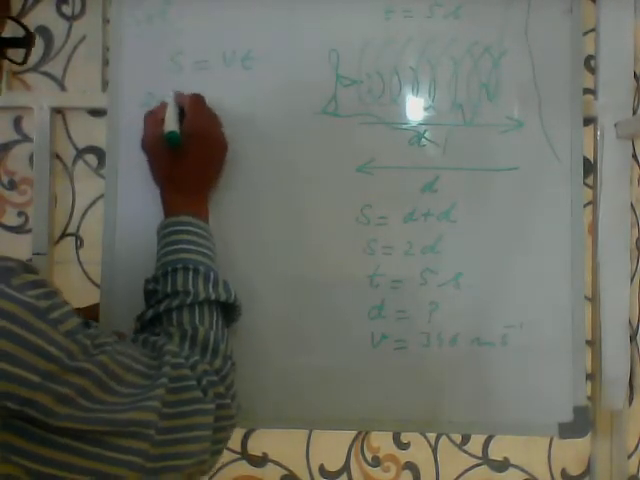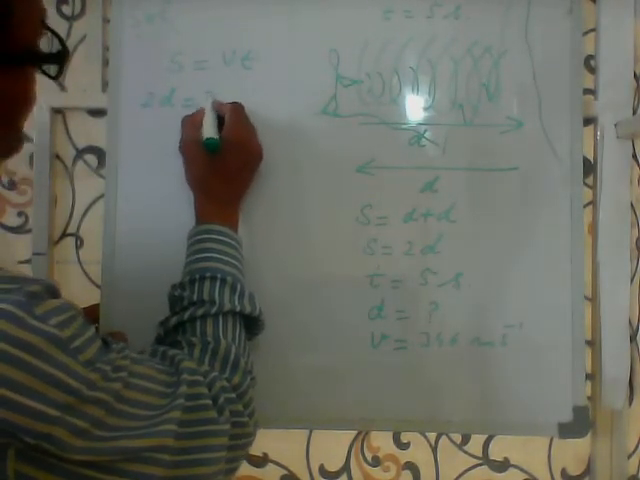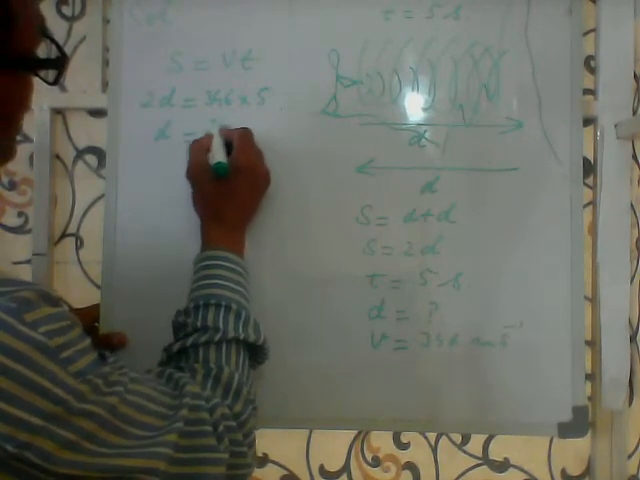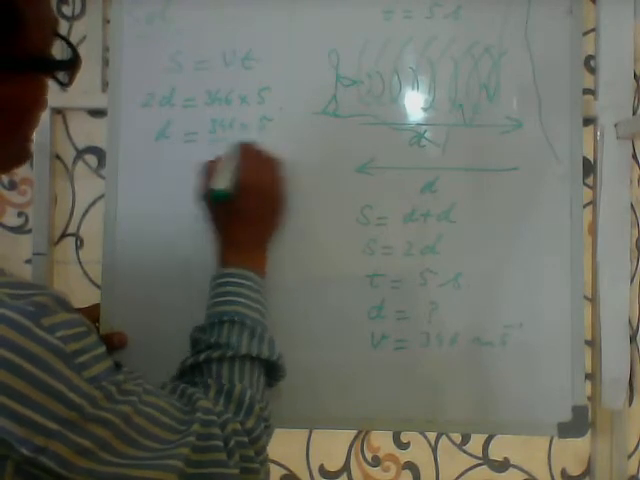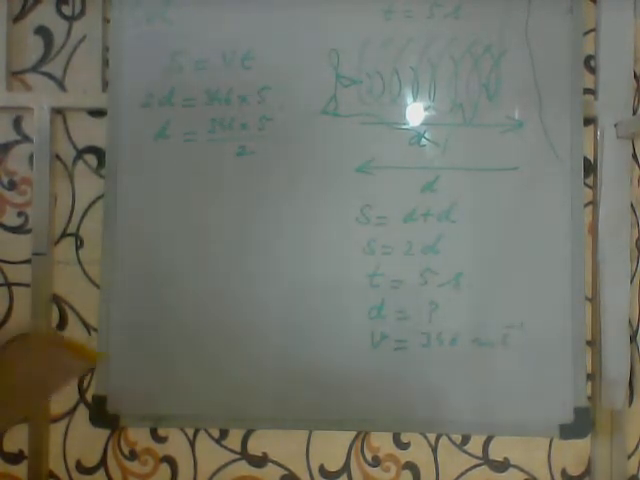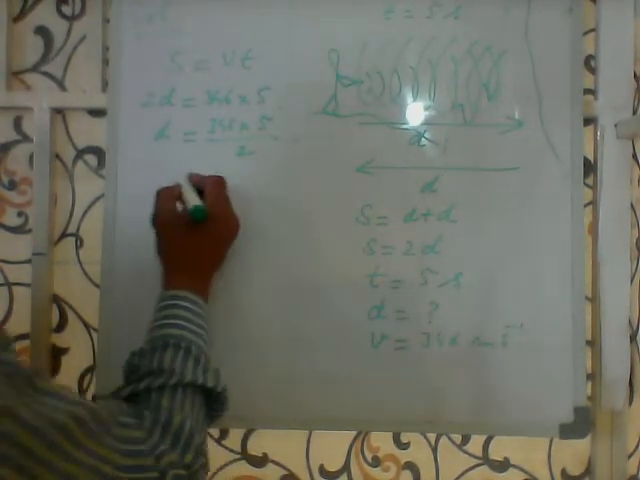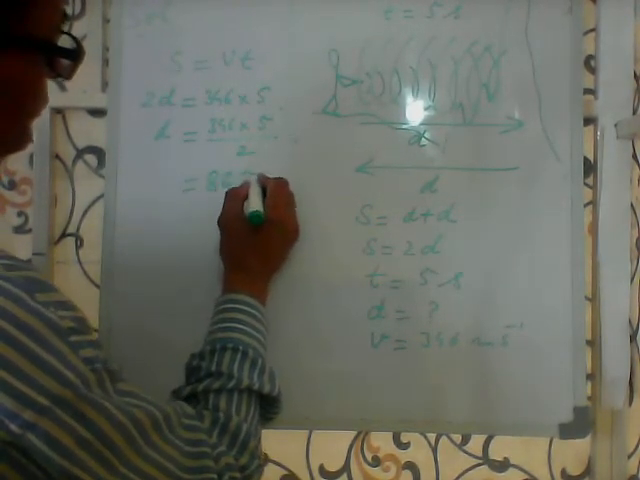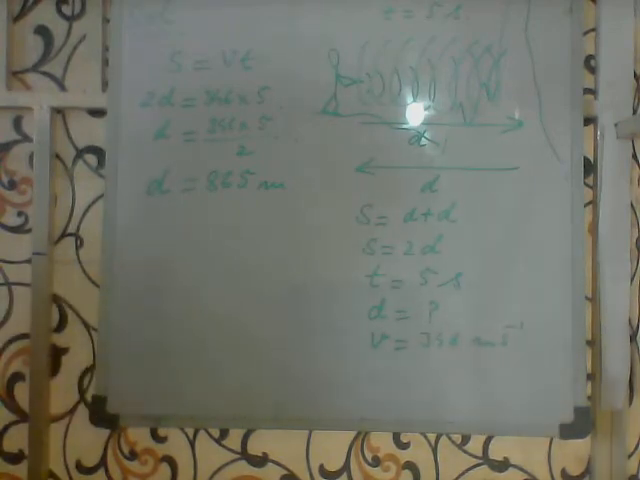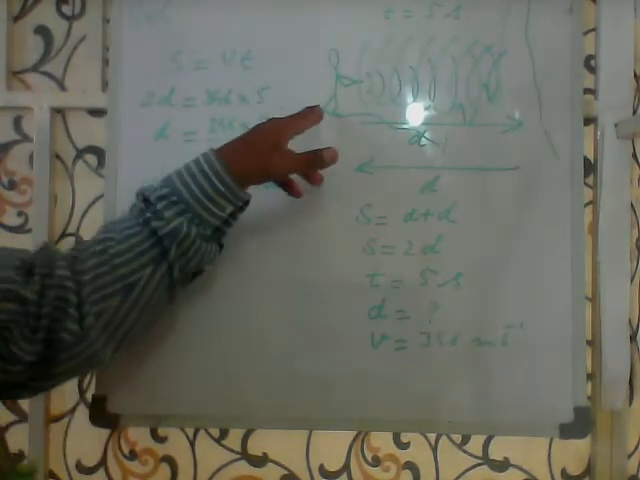Put the values. 2D is equal to, velocity of sound is 346, time is 5, so distance is 346 into 5 divided by 2. Use the calculator and you get how much value? 865. So the cliff is 865 meters away. क्या है?